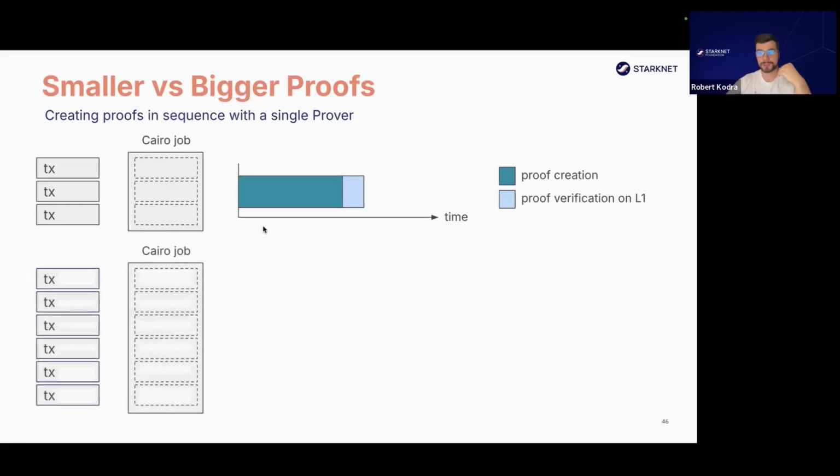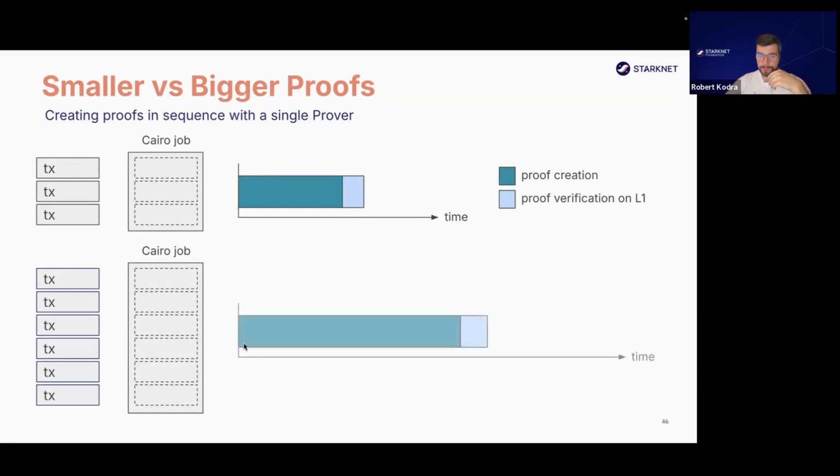Let's analyze a bigger proof. So we go into the other extreme. We create more transactions. We have more transactions that we bundle into a block, and then we create a single Cairo job out of it. As a reminder, a Cairo job basically transforms all of these individual transactions into a single Cairo program that does all of these things of execution. This Cairo job is being sent to the prover.